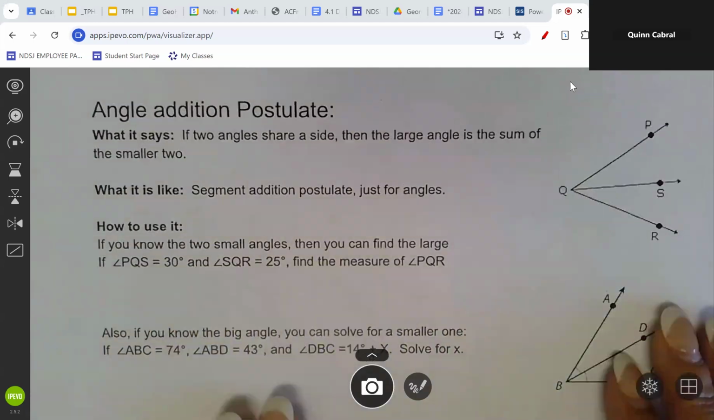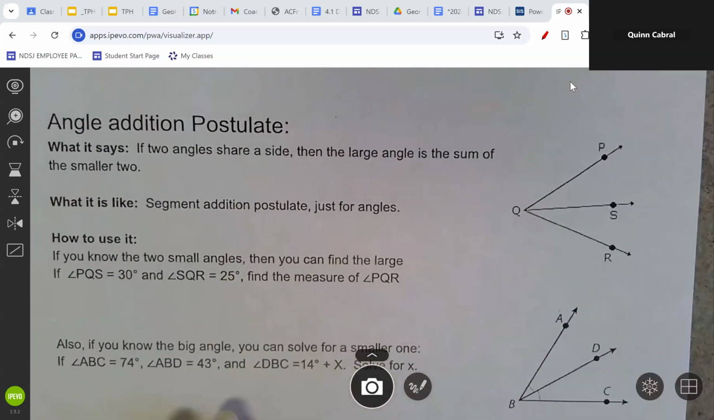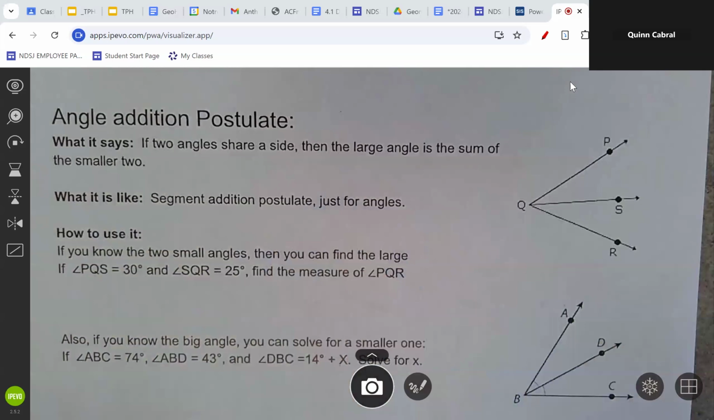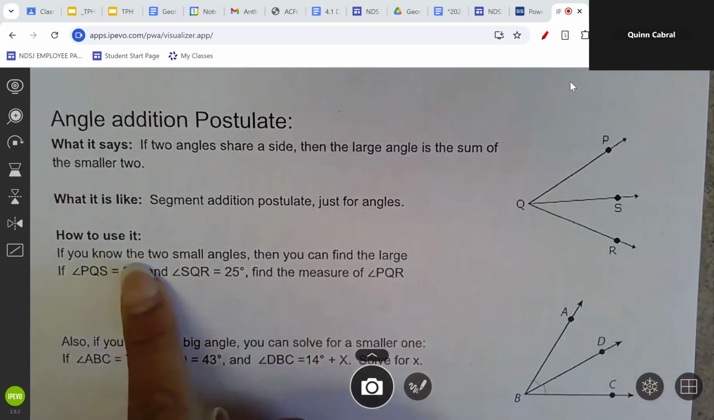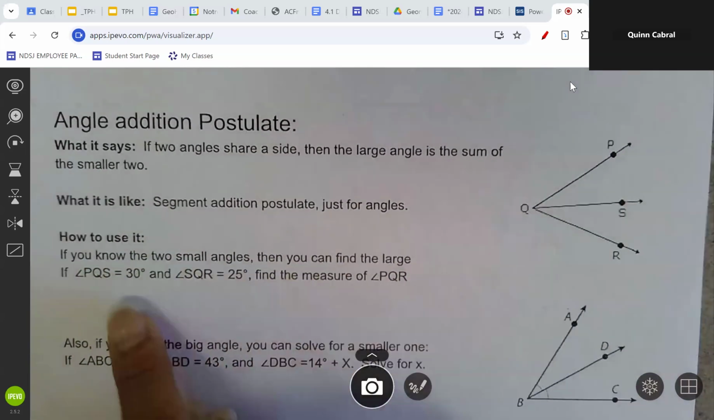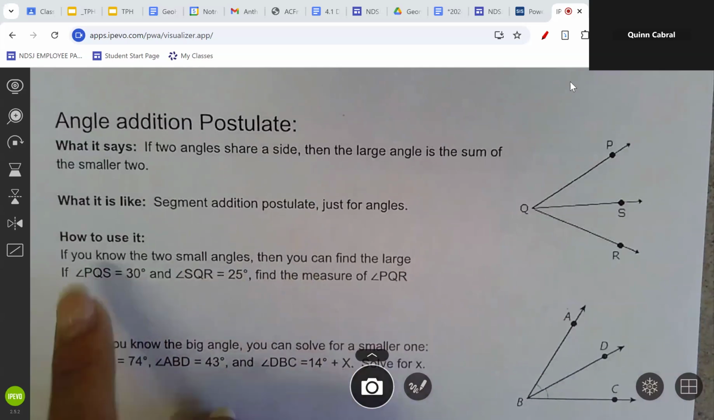This is where you kind of get into actually understanding, because sometimes people are like, okay, you gave me all those words. Now, what does that actually mean? If you know the 2 small angles, then you can find the large angle. You can add an angle.